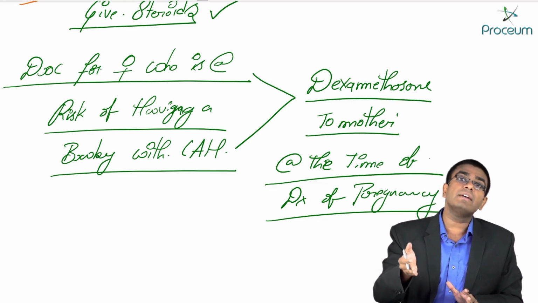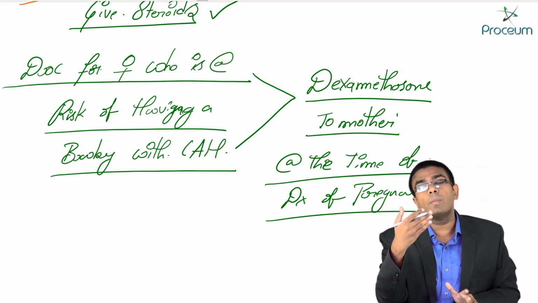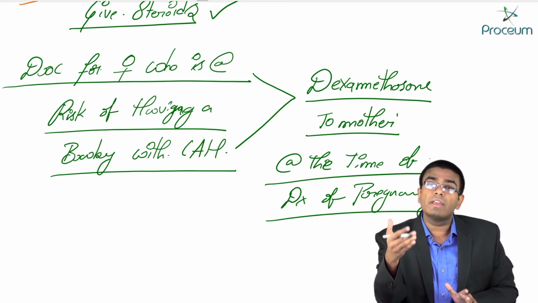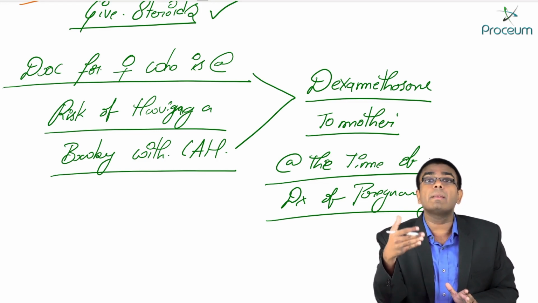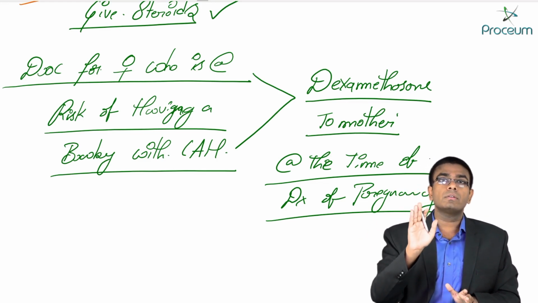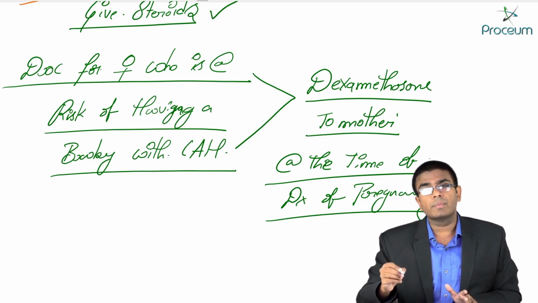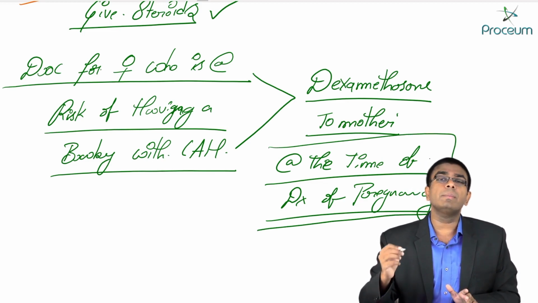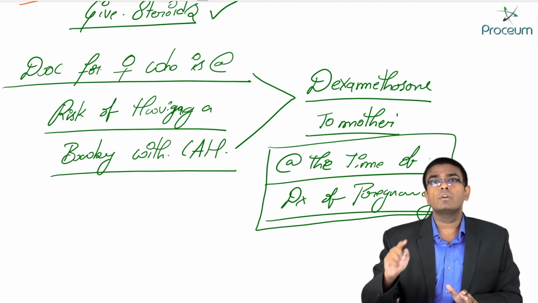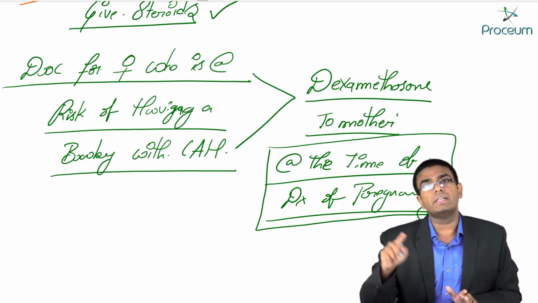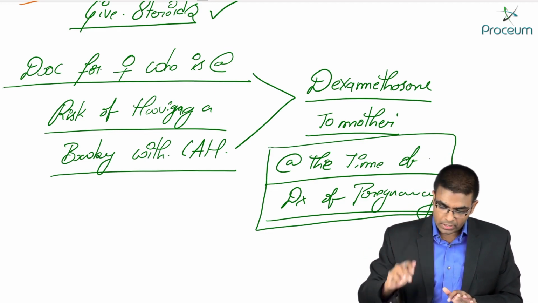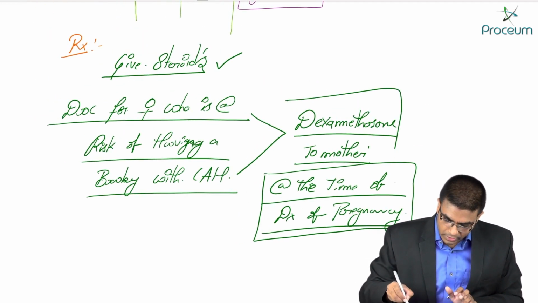So even if it's a female baby, due to too much amount of androgens, virilization happens, and even a female baby looks like a male baby. So don't delay. As soon as possible from the time of diagnosis of pregnancy, give dexamethasone immediately to the mother to prevent congenital adrenal hyperplasia in the next baby. A very important point.